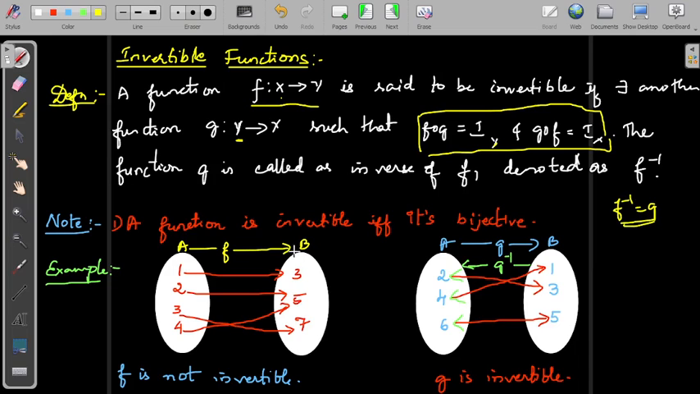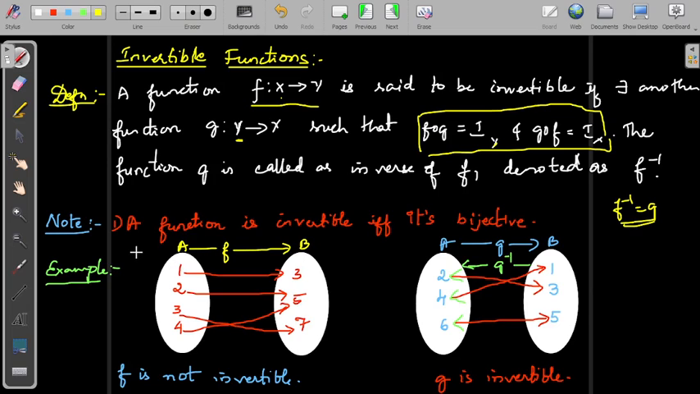If we could find a function from B to A, such that here we are mapping one element to its image, we have to map image to its pre-image. If that is possible for all elements of the codomain, then we say that the function is invertible, and the reverse function, whatever we define, becomes the inverse of the given function f.